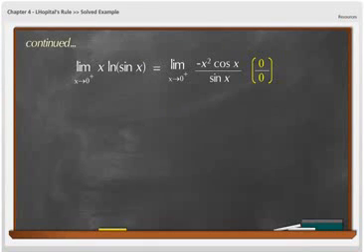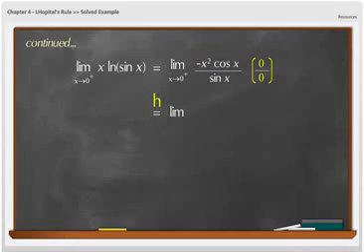Now, since we have the indeterminate form 0 over 0, we need to use L'Hopital's rule again. But be careful now, your numerator is a product of two functions, so we need to use the product rule in order to find the derivative of the numerator. So we have minus x squared times cosine of x in the numerator.